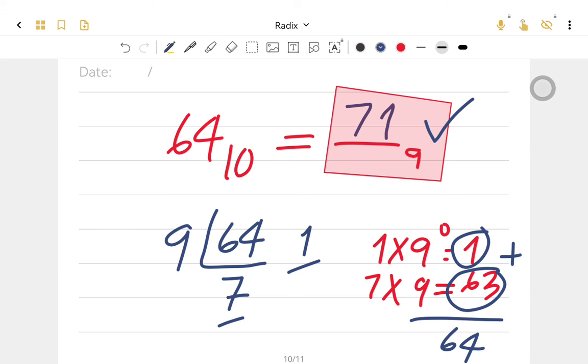All right. So, that's all for base 8 and base 9. For the next video, we are going to study further base 11, 12, so on and so forth. But as of today, that's all for base 8 and base 9.